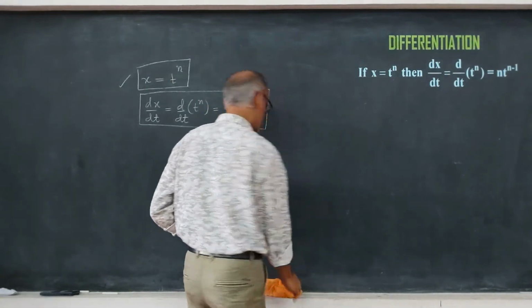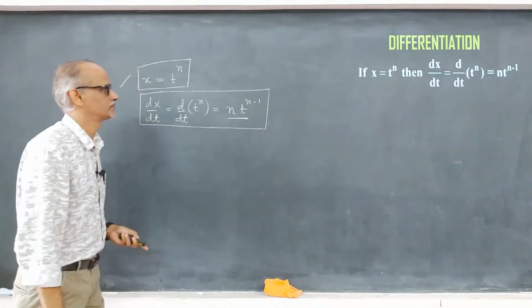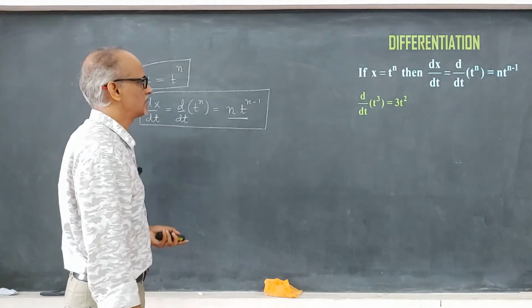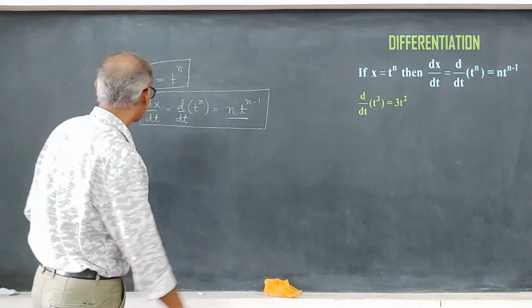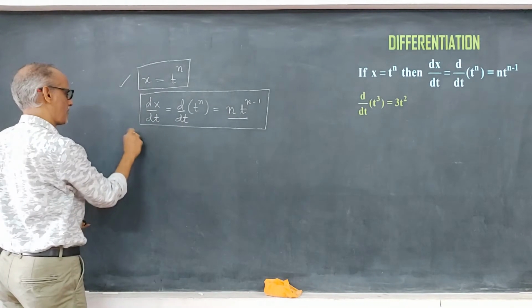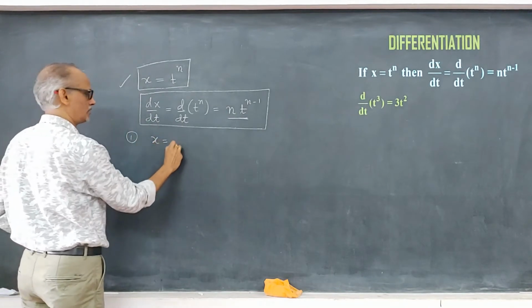Okay. So let's take an example based on this. The first one. What if x is equal to t cube?